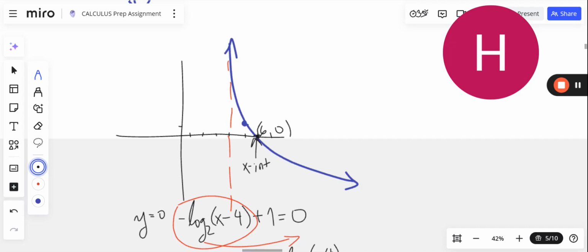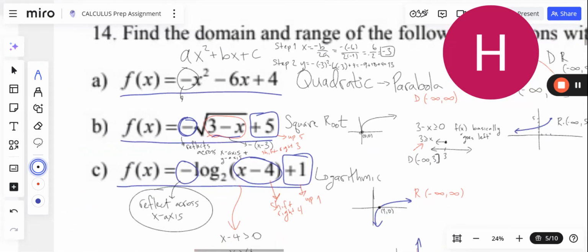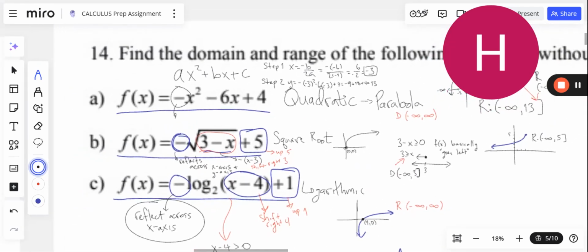Alrighty guys, that'll do it for today. It's just a quick recap on how to use domain restrictions and also some transformations of functions in order to graph and determine the range of those functions. See you next time.